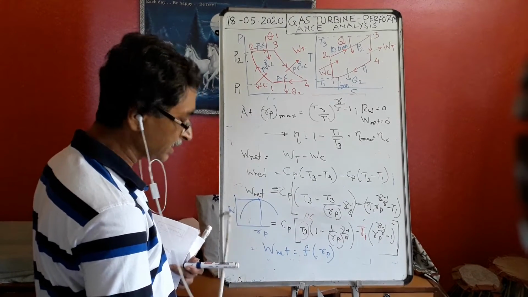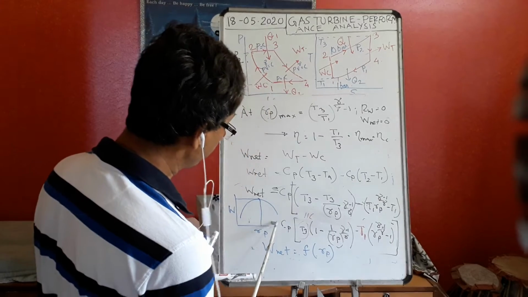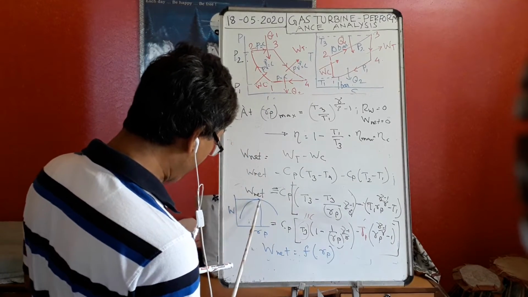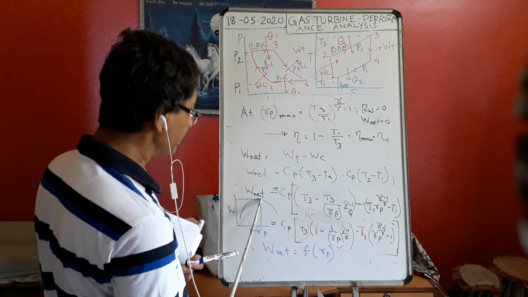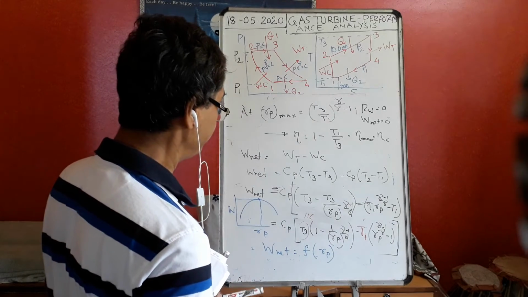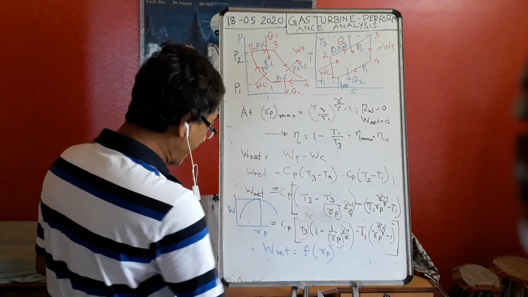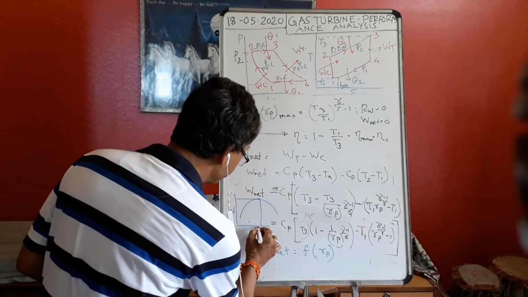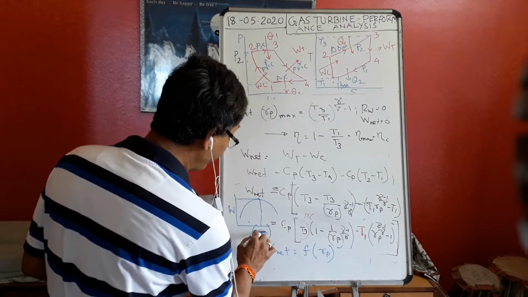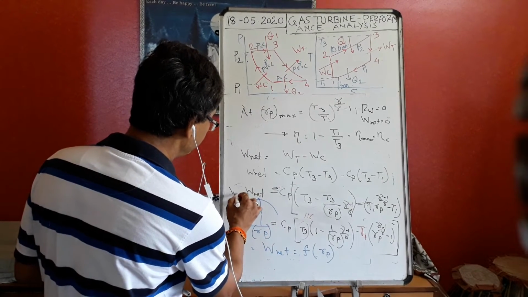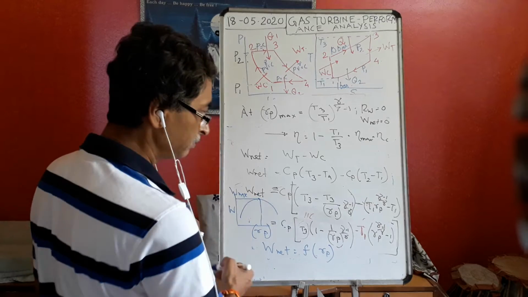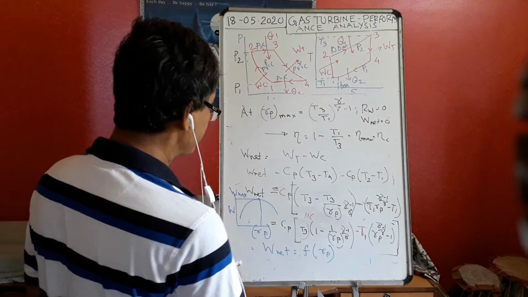The relation between this W and RP will be some curve. If it is a curve, there will be some RP for which W net is maximum. So I have to find this RP where I will get the maximum W. Then what is the condition?